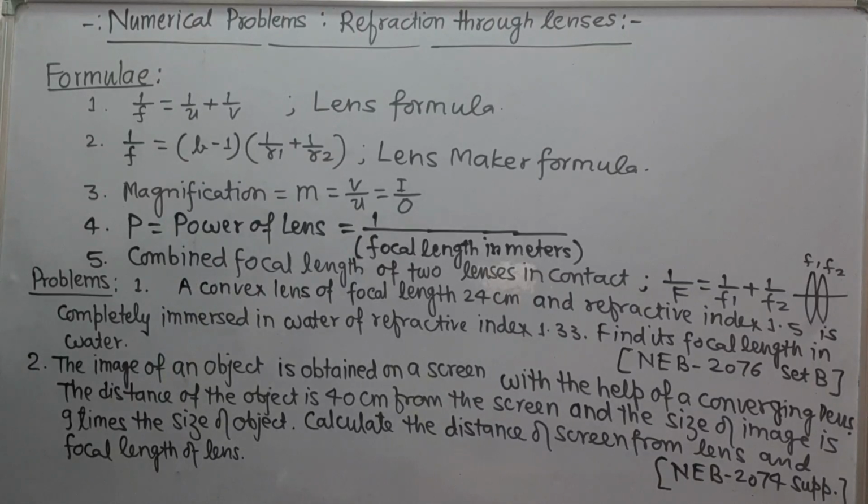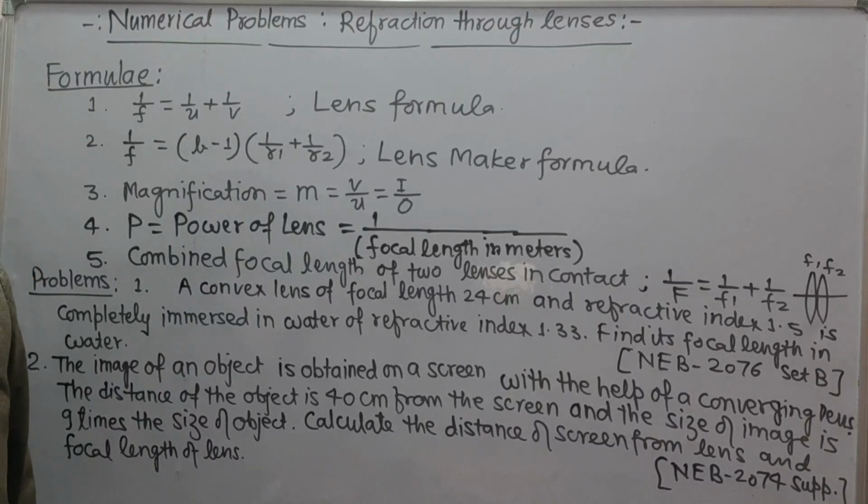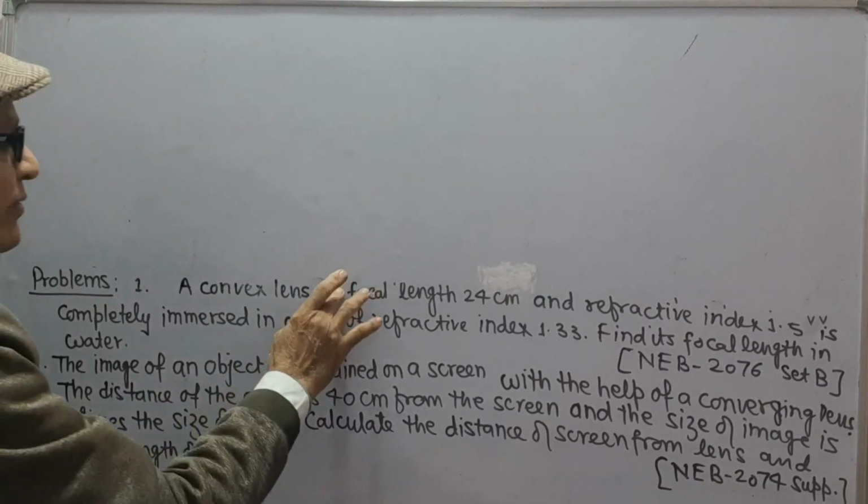Now, problem number 1. A convex lens of focal length 24 cm and refractive index 1.5 is completely immersed in water of refractive index 1.33. Find its focal length in water. Solution to question number 1.